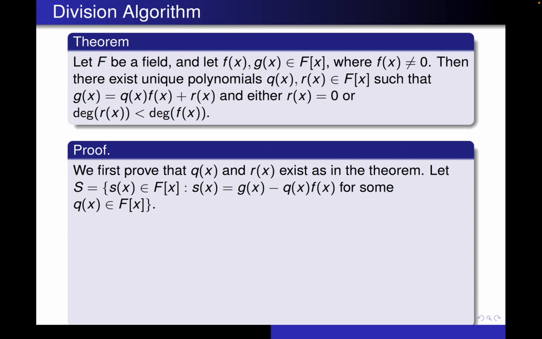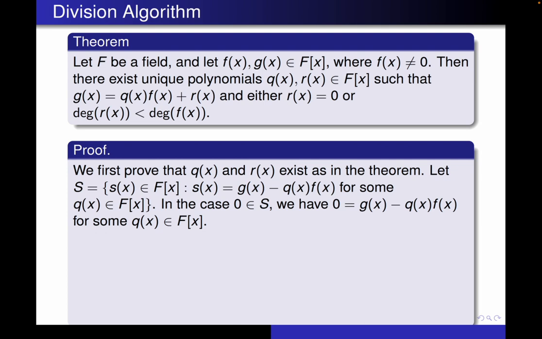So we're going to first define our set S. That's going to help give us our sort of minimum polynomial. And that is going to be the set of all polynomials s(x) such that s(x) is equal to g(x) minus q(x) times f(x) for some polynomial q(x). Now, this is just the set of all possible remainders without regard to the degree.